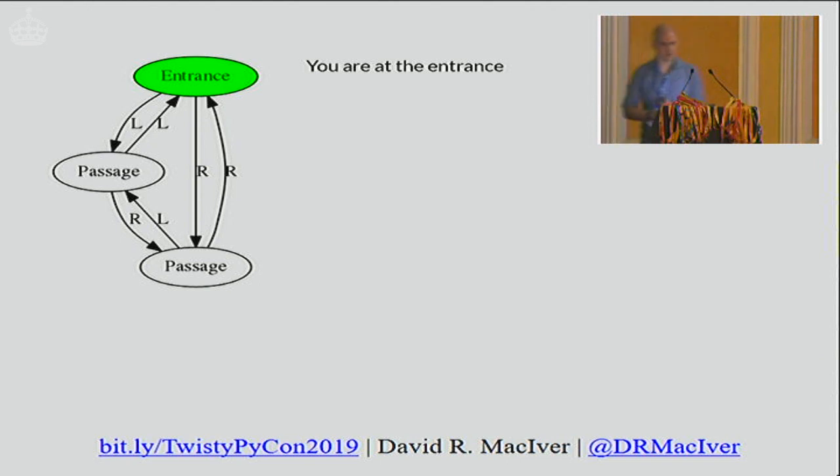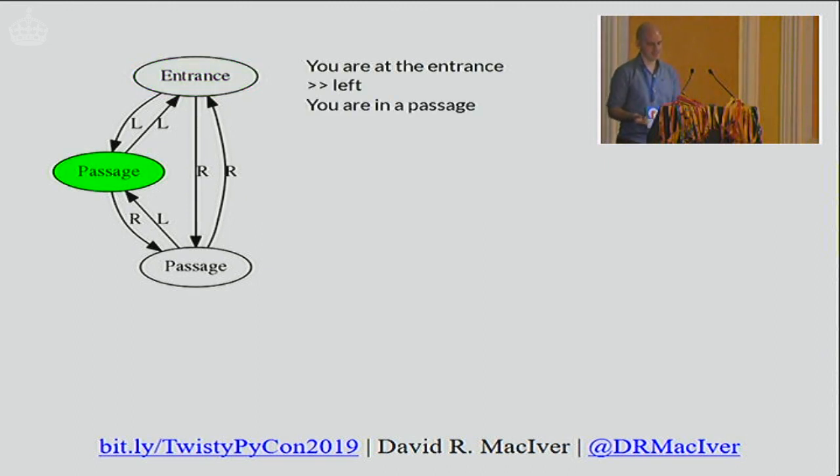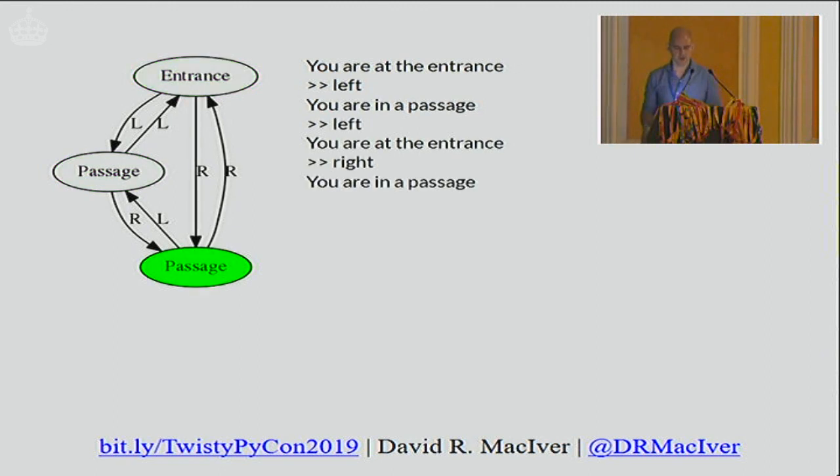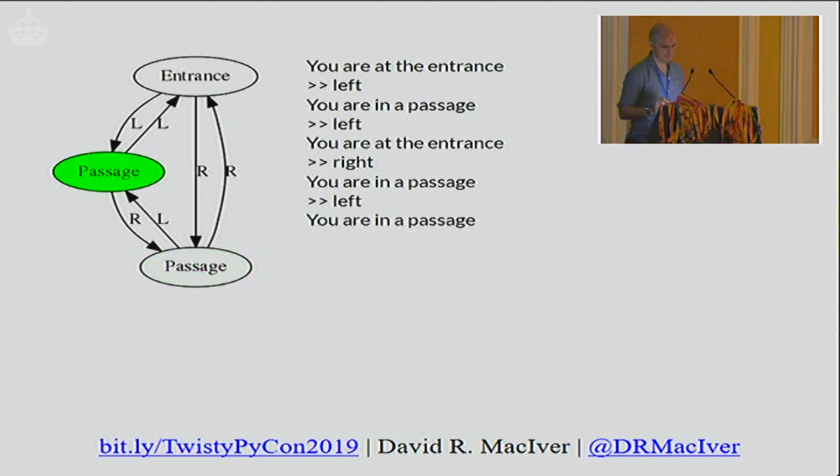So let's see how we can do this. We'll just walk through the maze and see what happens. We are at the entrance. You go left, you're in a passage, as I said. You go left, you're back at the entrance. Now you go right, and you're in a passage. You're in a different passage, but we don't know that yet. But now we go left, and we're in a passage again. And something interesting happened there. The first time we went left, we got back from a passage, we got to the entrance.